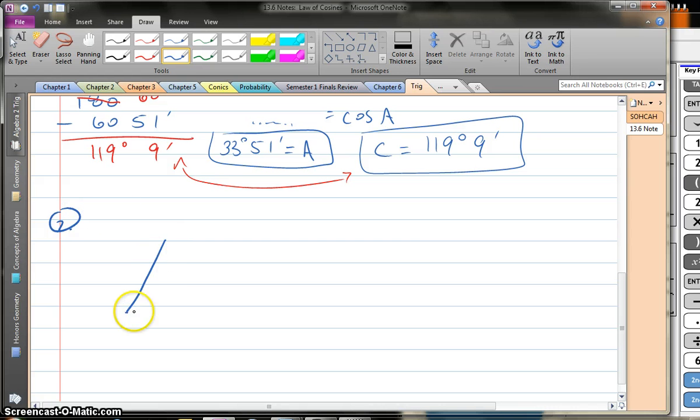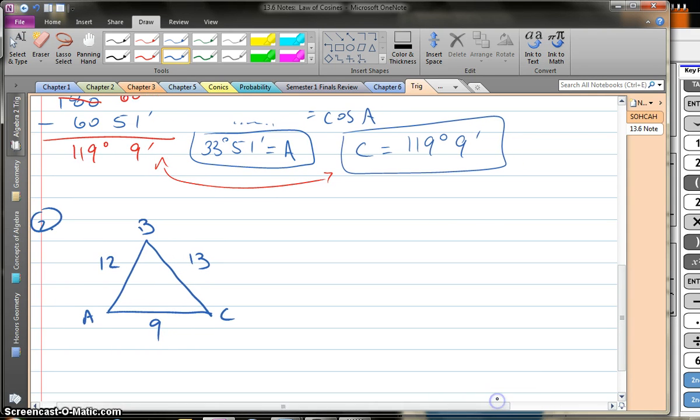And this one, let's go ABC, 12, 13, 9. So first we got to identify side, side, side, or side, angle, side. This one we're given all 3 sides, so side, side, side. So let's just start with angle C. Let's find this one.